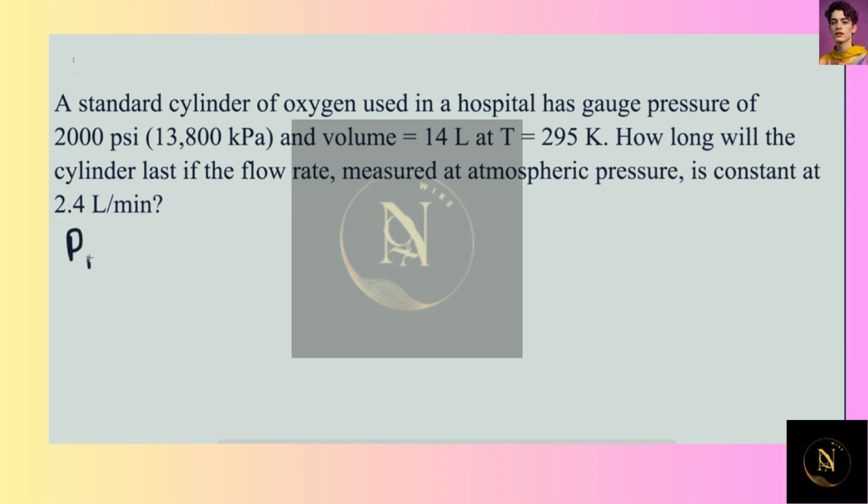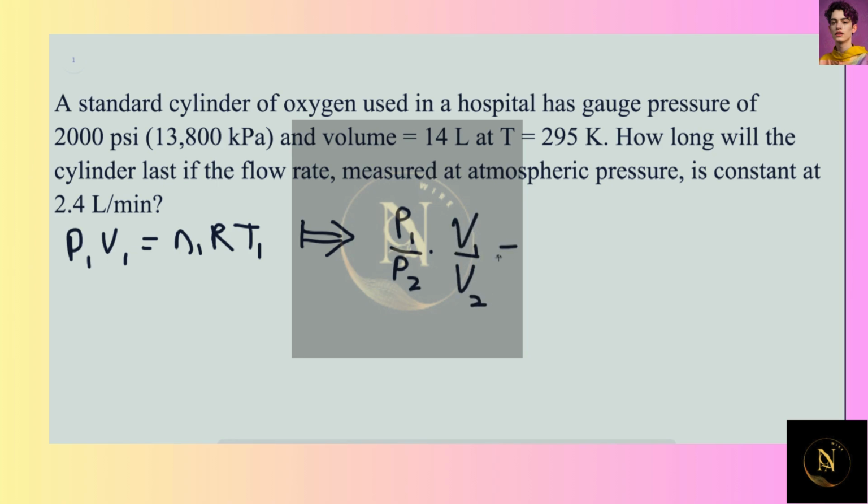So P1 V1 equals N1 R T1. So pressure times volume equals number of moles times gas constant times temperature. And taking the same for P2 V2 equals N2 R T2, and dividing through, we can say that P1 over P2 times V1 over V2 is equal to N1 over N2 times T1 over T2.